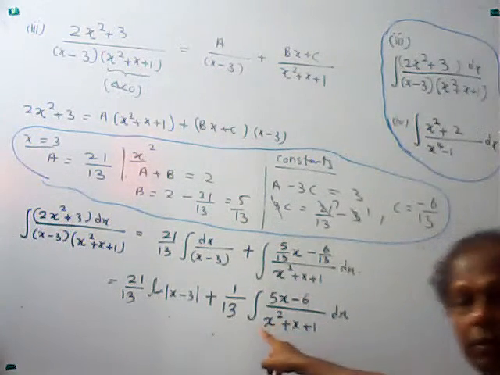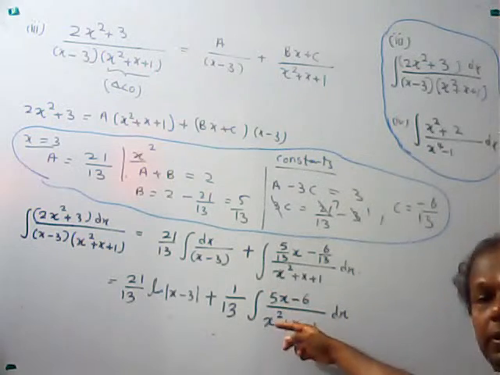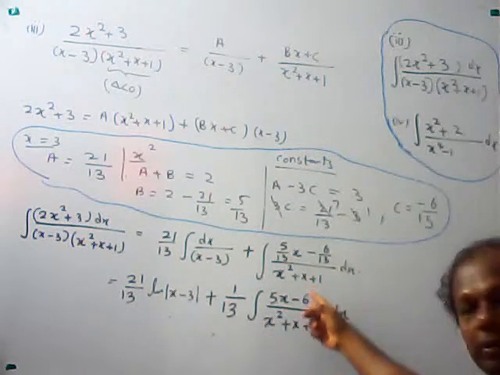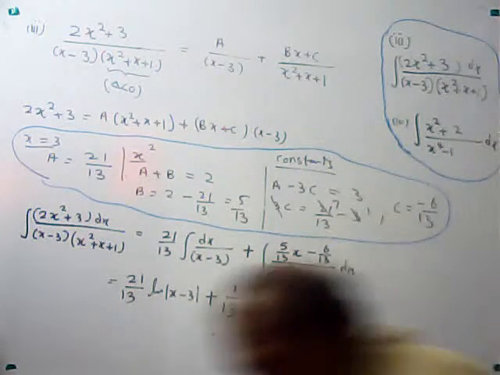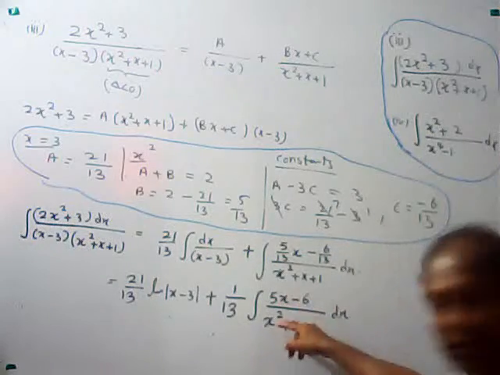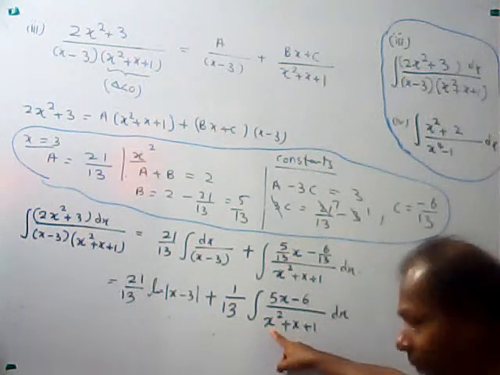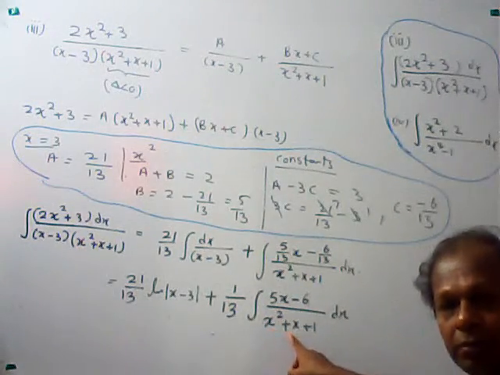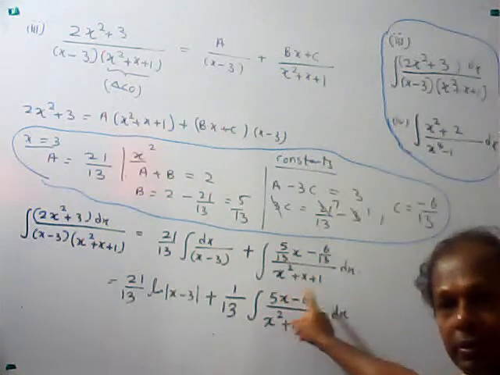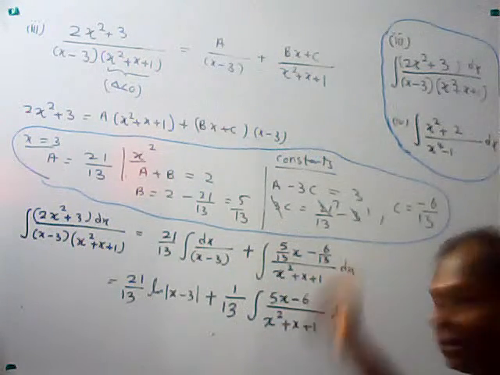The first thing, you check if you can create the derivative of the denominator in the numerator at once, right? At once, it is not possible here. Derivative of the denominator is 2x plus 1. So you can't create it here at once, right? You will get some other terms.